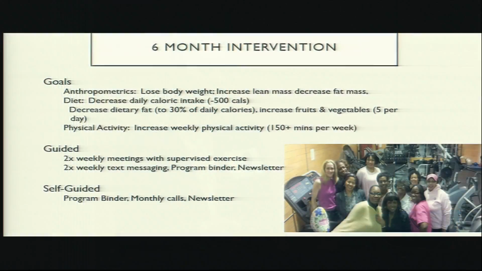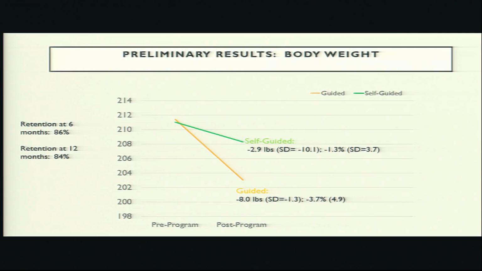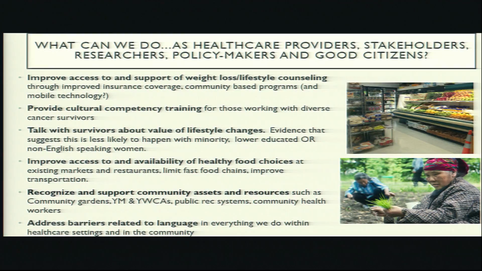The intervention was 6 months long. The guided had twice weekly meetings, twice weekly text messaging. The self-guided got the same materials but no personal interaction. And really quick, we saw an 8-pound weight loss in the guided, 2.9 pound in the self-guided. And again, these modest weight losses are what we see in the general population of African Americans as well.